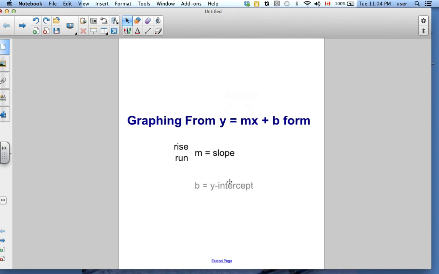Y-intercept is exactly what it looks like. It is the point where you cross the y-axis. And again, remember that your y-axis is your vertical axis. So that's our m and our b.